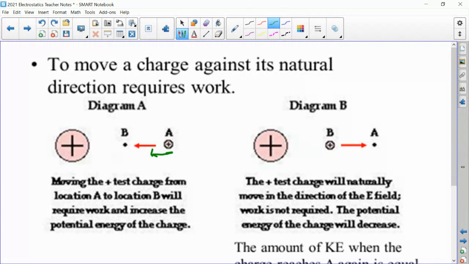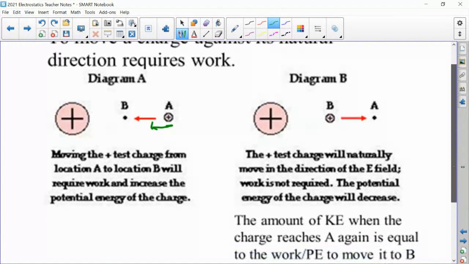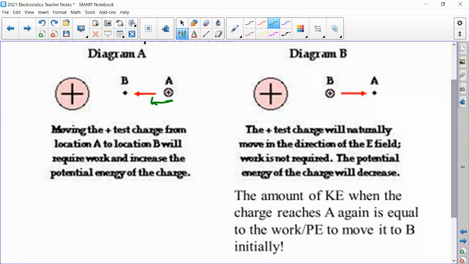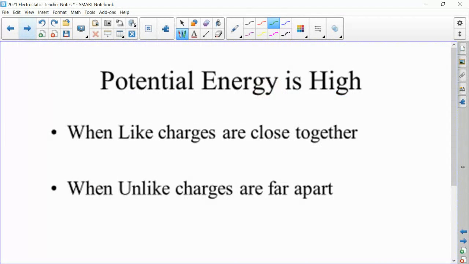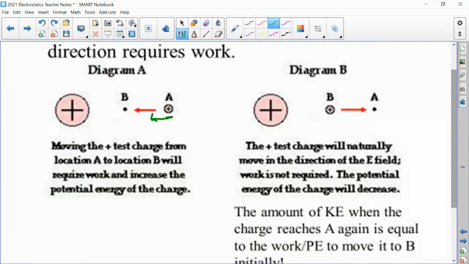All right. And then once the positive charge is at B, if you release it and let it go from B to A, then the electric force is going to do the work, meaning having it go back. And of course, the amount of kinetic energy when it reaches A is going to be equal to the potential energy it took to get there in the first place. So basically, if you're going against what it naturally does, you're going to increase the potential energy.